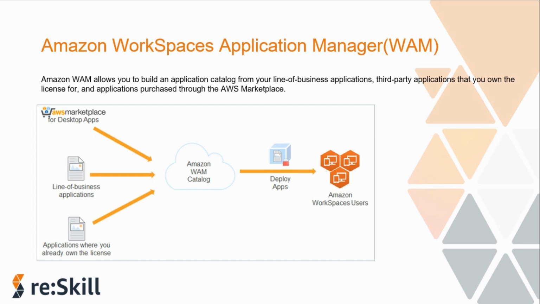For example, I need Microsoft Visio for just 20 days. So the administrator will go to the WAM catalog and publish the Visio application only to my ID. That application will be visible only to my ID, and only I can see that application. You don't need to install that application in your workspace, it will be streamed to your workspace. Let us now see AWS Workspaces in action.